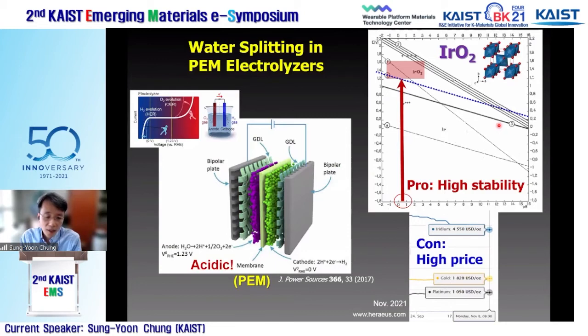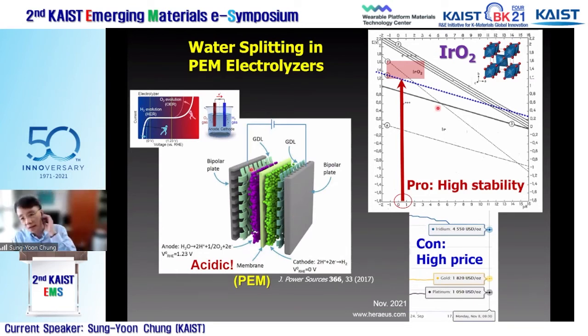Okay. So in the acid, this is the second generation, the PEM, that's a proton exchange membrane-based electrolysis. In this configuration, this membrane, the Nafion, has a lot of proton ions. So that means the overall environment in the cathode and anode is really acidic.